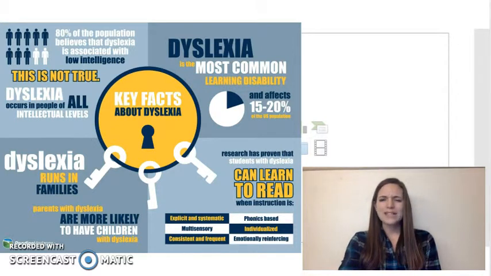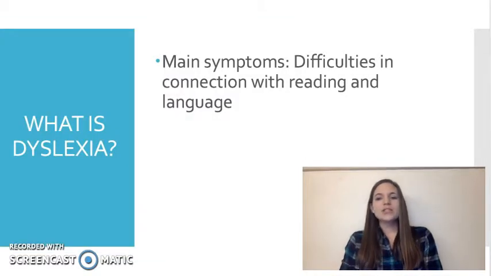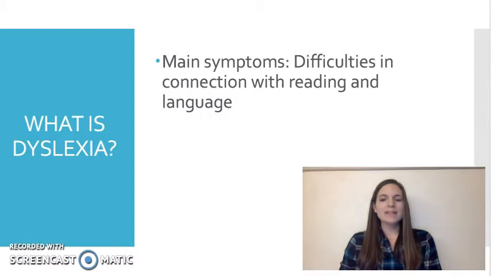First off, what exactly is dyslexia? Dyslexia is described according to LD Online as a language-based learning disability. Now, this statement makes dyslexia seem very broad and not very concrete. That would be correct. Dyslexia is a disability that exhibits itself in different ways depending on the person.